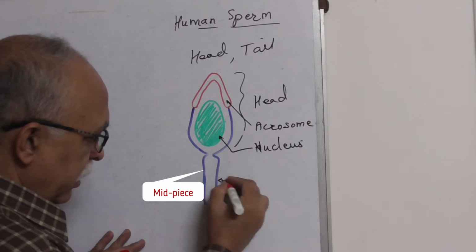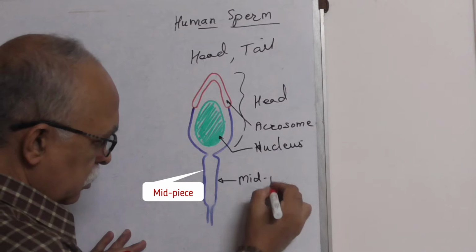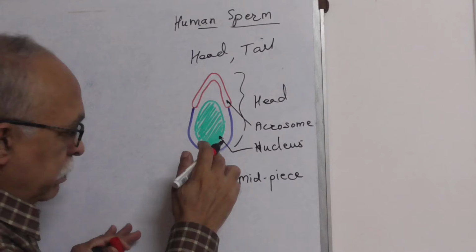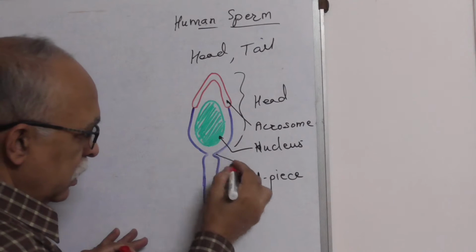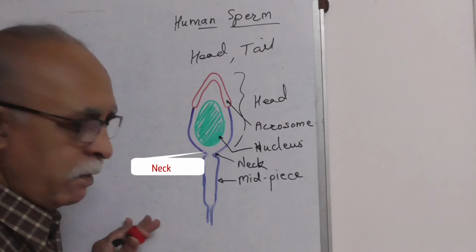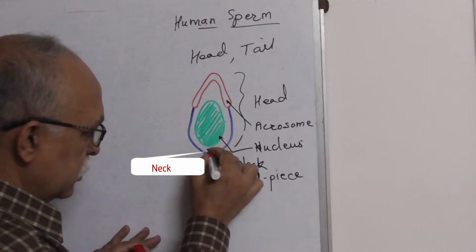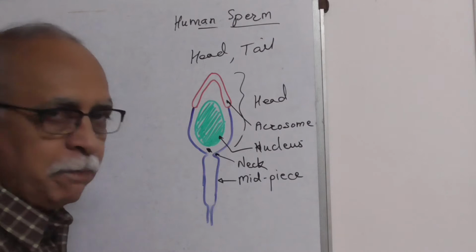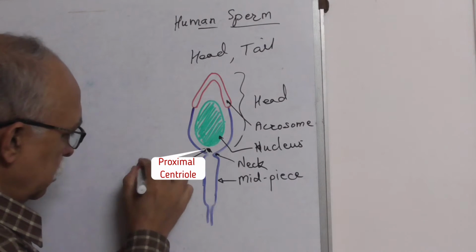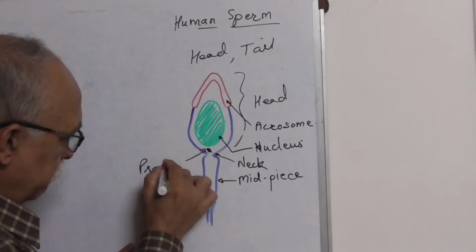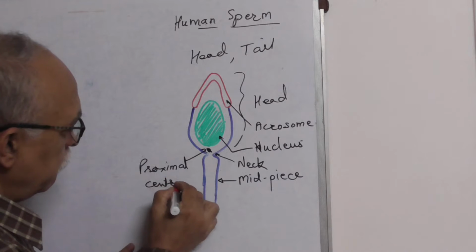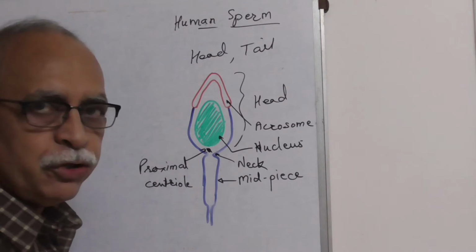Actually, it's identified as the mid piece. Between mid piece and the head, there is a neck. Just above the neck, there is a part of centriole. This is called the proximal centriole.